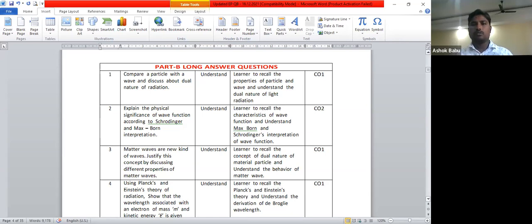No one. That's why I asked to discuss from module 3. I thought it would be reversed. No one. What is particle and what is wave?